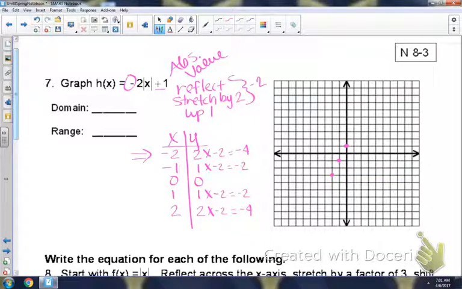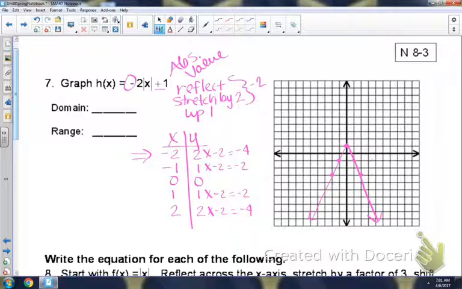And then right 1, down 2. Right 2, down 4. So there's my V. Notice it's opening down just like a parabola. Anytime there's a negative in front, it will open down because you're reflecting it across the x-axis.